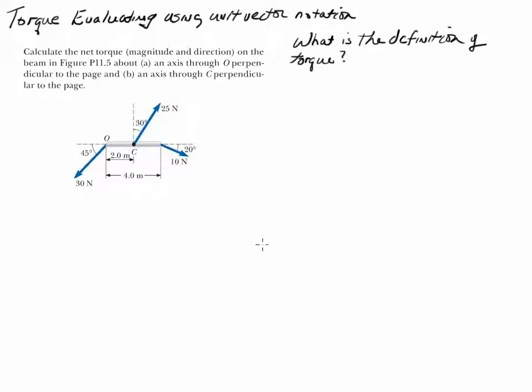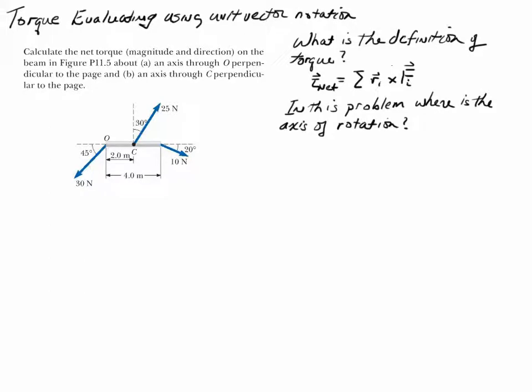Okay, first of all, what is the definition of torque? And can you write it down in the cross product form? The net torque is equal to the net torques produced by each force at each lever arm from the point of rotation. So it's the sum of r_i crossed F_i. In this problem, where's the axis of rotation? Well, we've already talked about that. We're at point O. That is where our axis of rotation will be, at the end of the rod.